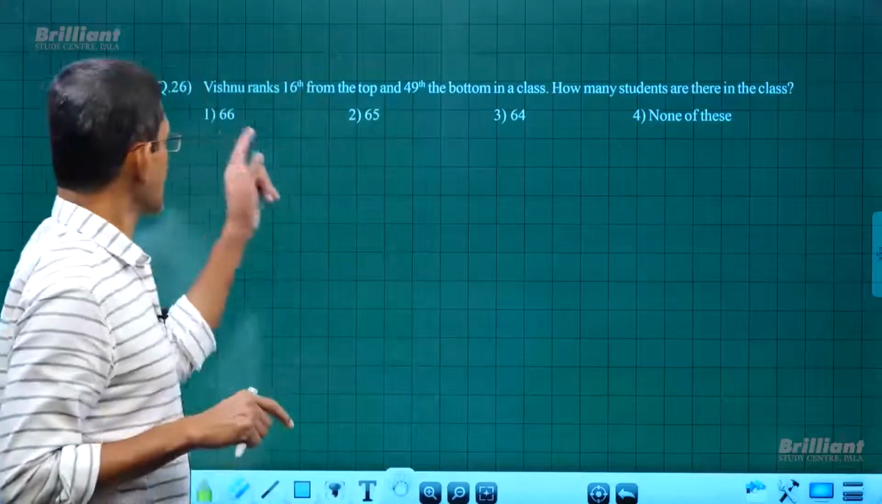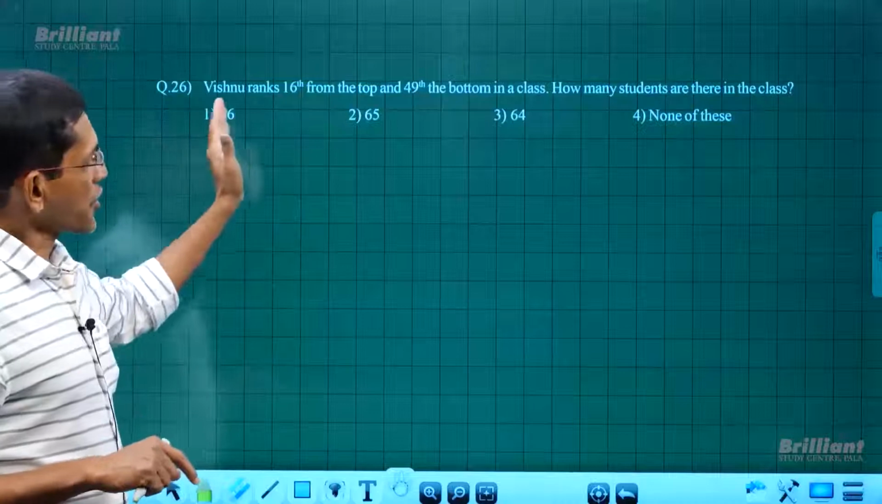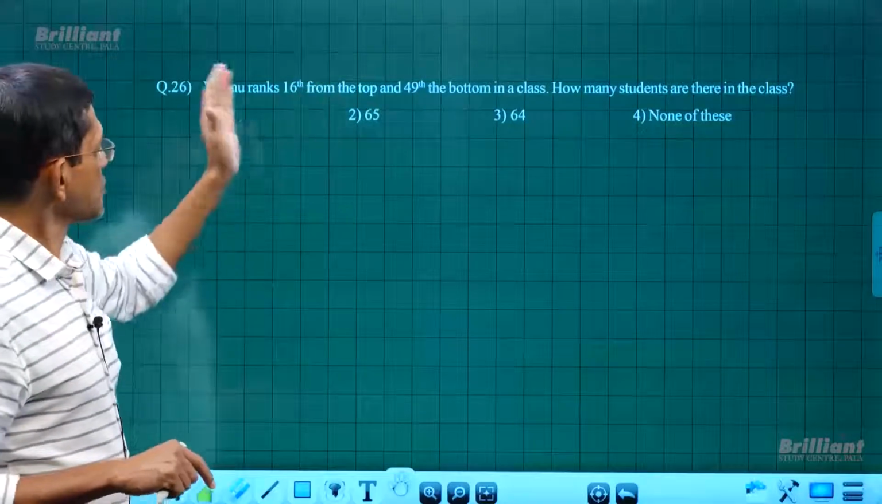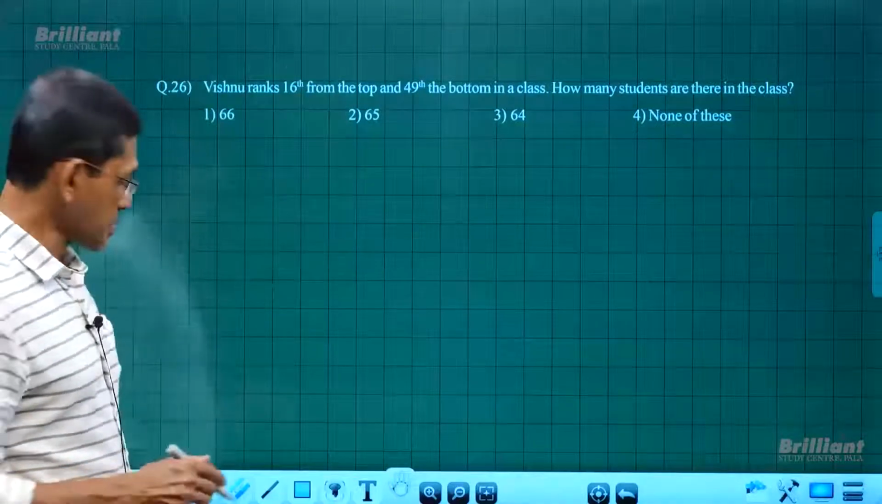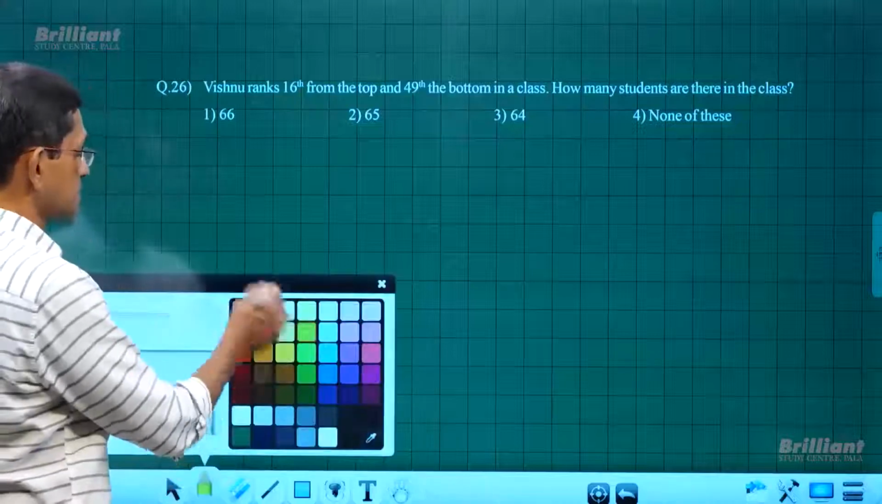Today, we'll take a look at arrangement type of questions. So this is pretty much ranking and ordering arrangement type of questions. So let's take a look at that question first.